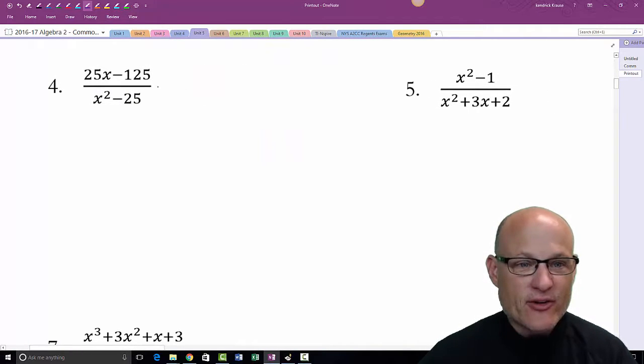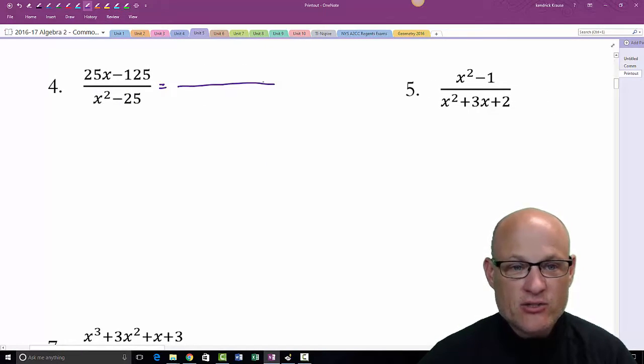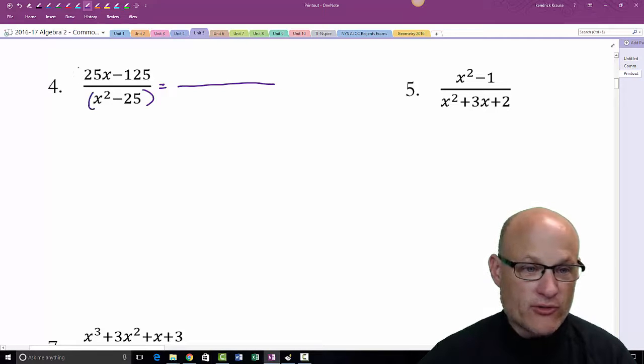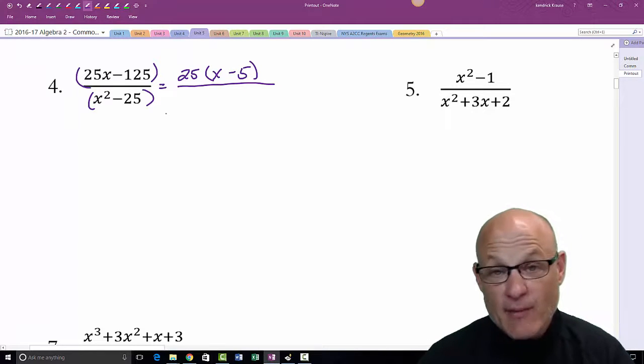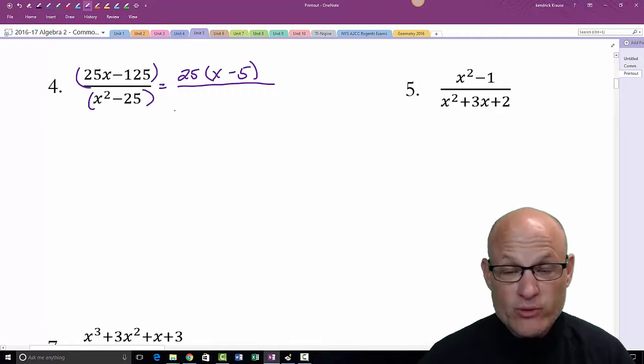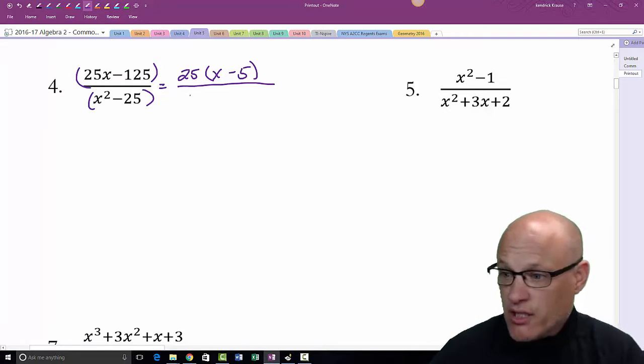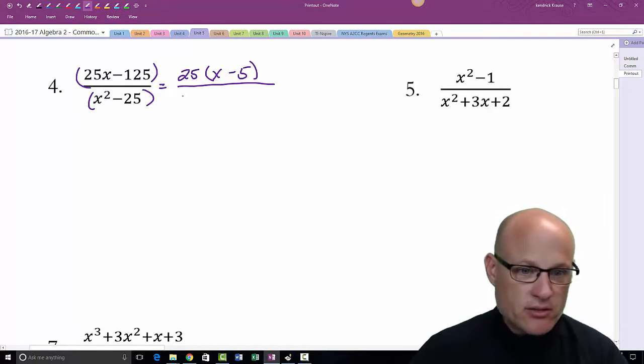GCF, what can I take out of the numerator? Remember, we're going to put parentheses around this so we don't do anything stupid. I can take out a 25. I'm left with x minus 5. In the denominator, what can I do? DOTS. D-O-T-S. It's dots.